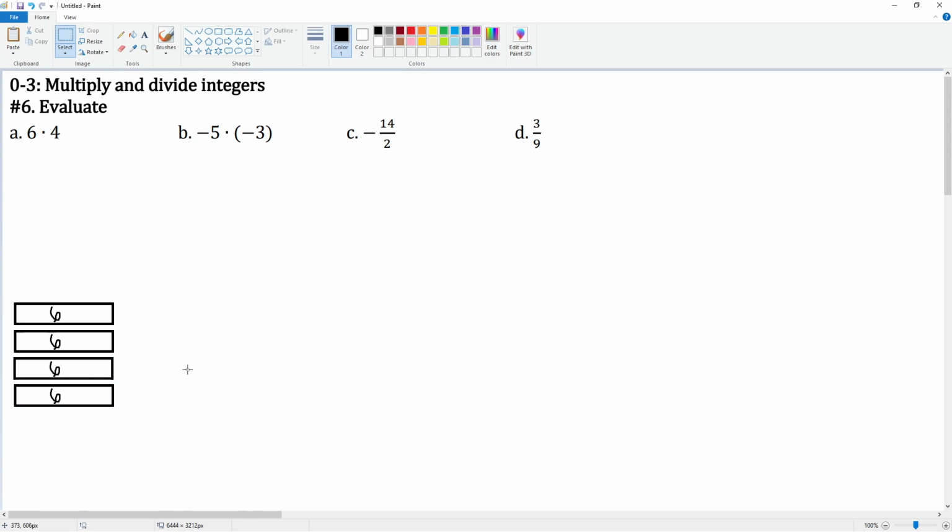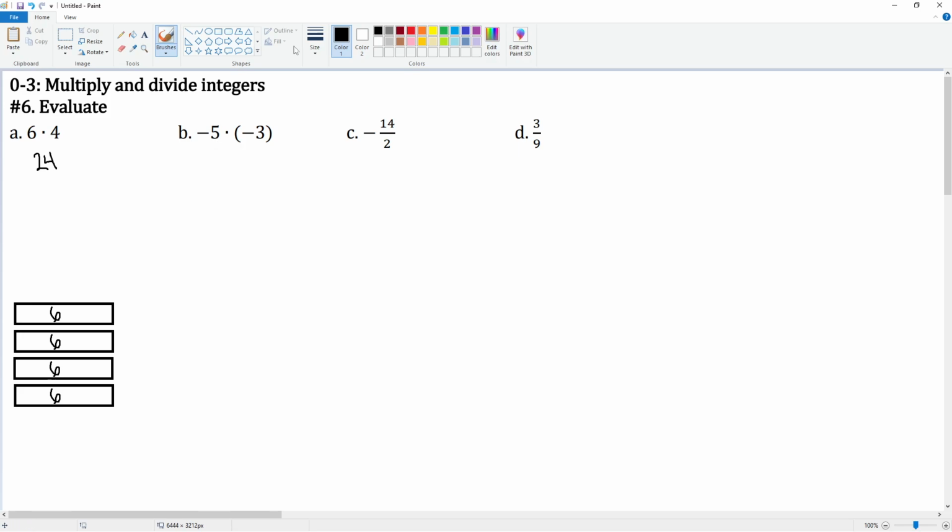And we could add those together: 6 plus 6 plus 6 plus 6. Or you can say 6 times 4. That will get you the value of 24. Okay. 6 plus 6 is 12, plus 6 is 18, plus 6 again is 24.